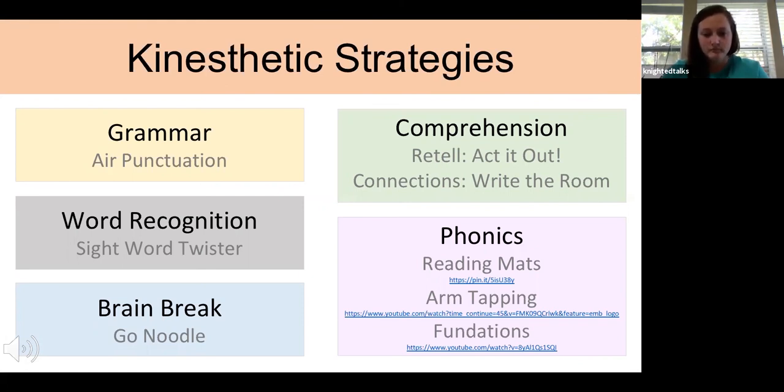For word recognition, you can do Sight Word Twister if you have a child who's really able to be mobile. It just looks like a Twister board, but inside of each circle color, you can write specific words, and as the child recognizes the sight word, they put their hand on it to play Twister. And then with air punctuation, I'm going to try my best to explain this verbally. Air punctuation would be that as a child is reading, they're looking out for specific punctuation.